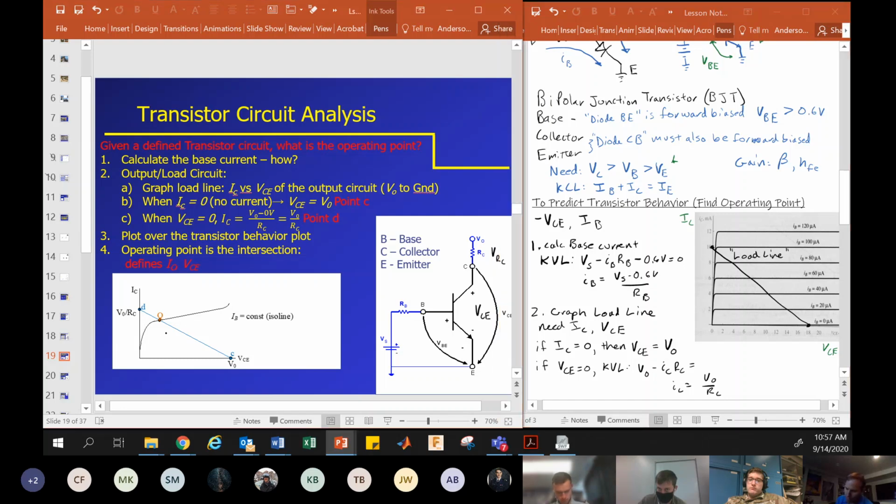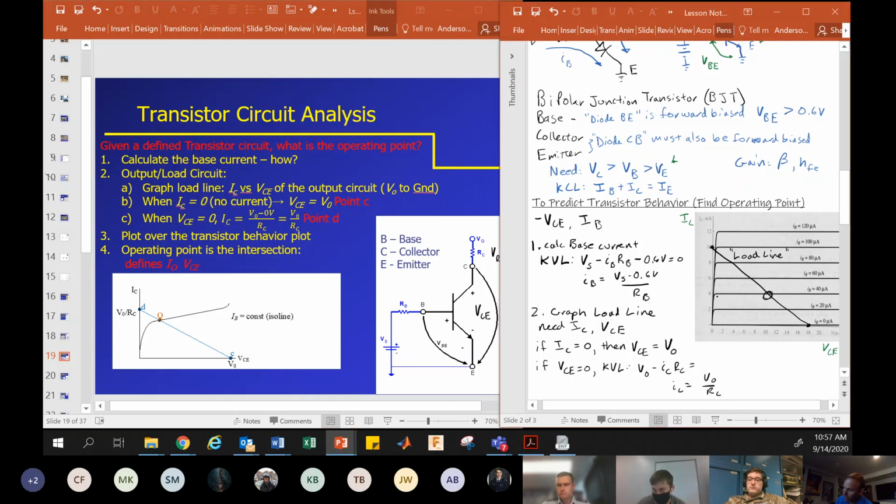So down here on this slide, these bullets are pointing to these different points. So point D is right there. And this point Q then is our operating point. In the previous step, we calculated the base current. So we would figure out what line we're on here. And then wherever that intersects, that's our operating point. And that tells us what the collector current is. And it tells us what the collector emitter voltage is.